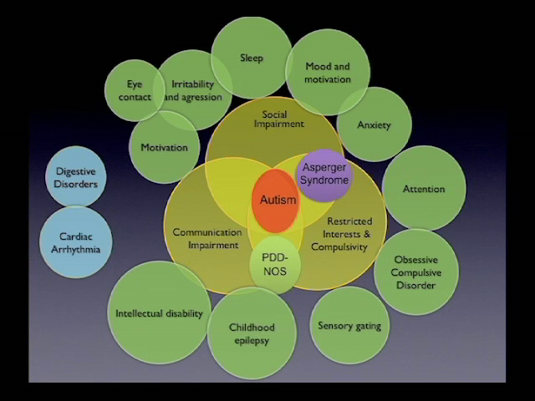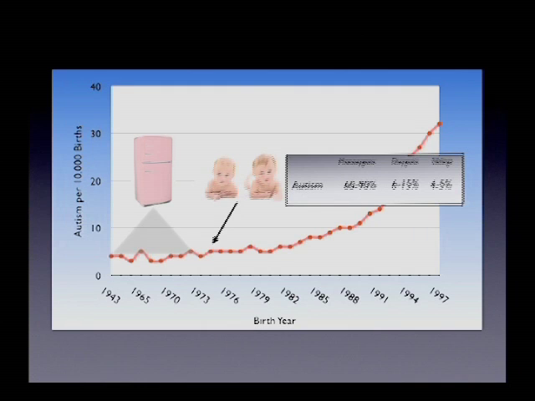And so this points to the fact that autism, of course, is not a single disorder. It's a whole series of disorders that have some features in common. So what do we know about the causes of autism?